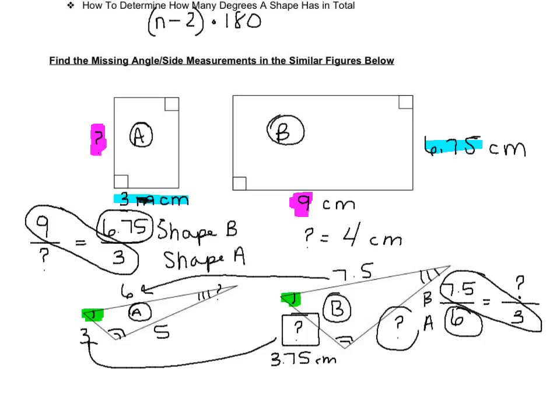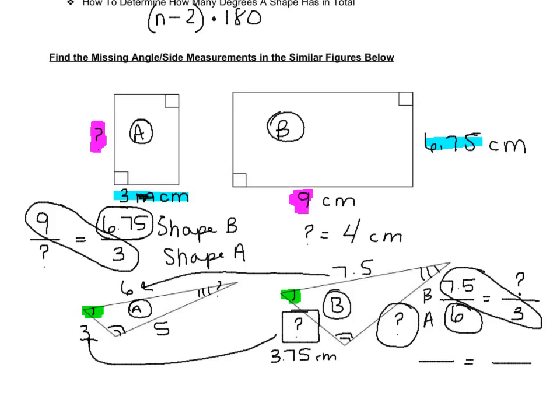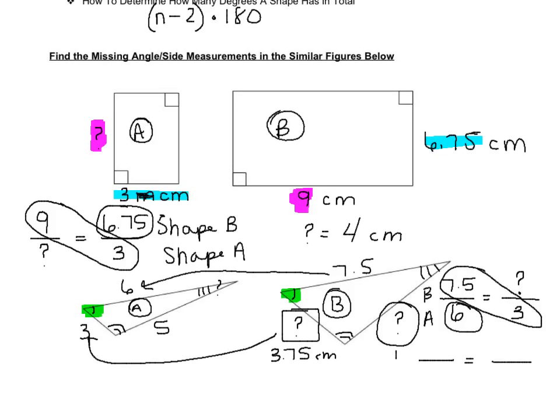So my next one would be the question mark that I circled, that longer side, so I once again need to have a separate proportion. B is going to go on the top and A is going to go on the bottom. I can repeat the corresponding sides of 7.5 and 6. I still need to put my question mark on top since that goes to shape B, but now I need to make sure that I use the value of 5 because that is the corresponding side.